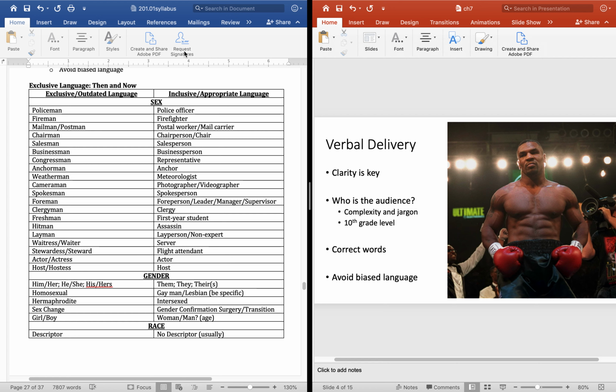Instead of clergyman, clergy, because women are in clergy now. Freshman, this is one that we still use frequently, but yeah, first year student seems to make more sense. Literally, freshman was when you were a first year college student and you were male, because only males went to college back in the day. To me, as an advisor, it makes more sense because I can't tell you how many times I've sat down to advise a student and I'll say, what year are you?